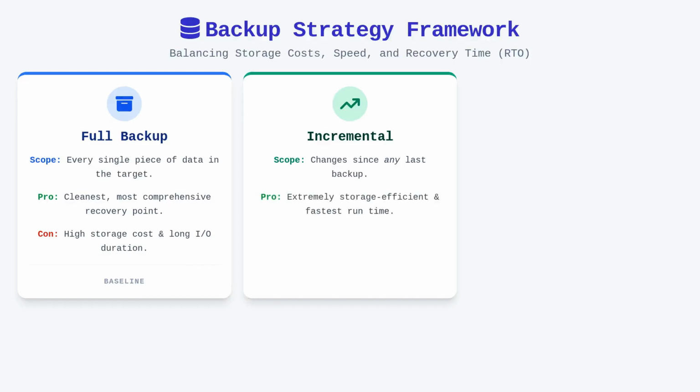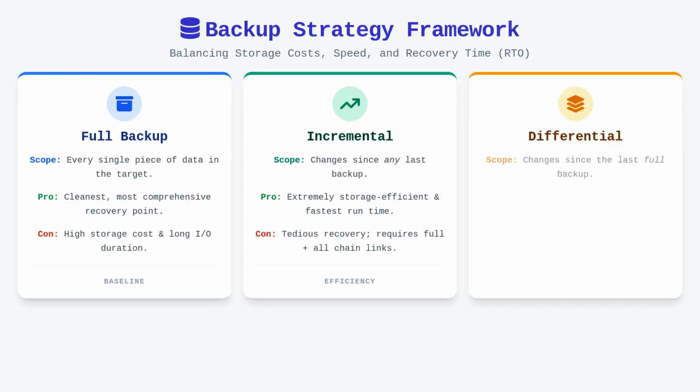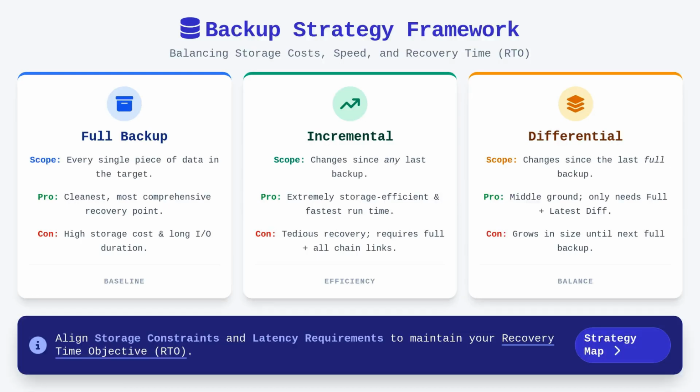The trade-off here is that restoration requires starting with a full backup and then replaying every subsequent incremental file, which can make the recovery process quite tedious and prone to failure if one of the links in that chain is corrupted. Differential backups fill the middle ground by capturing all changes since the last full backup, meaning you only need the latest full backup and the latest differential to perform a restore. Each organization must map their storage constraints and latency requirements to these patterns to ensure that the recovery process remains reliable and within the defined RTO.